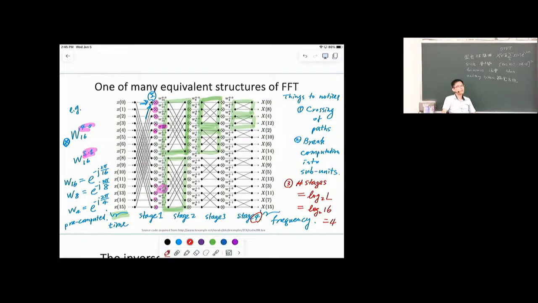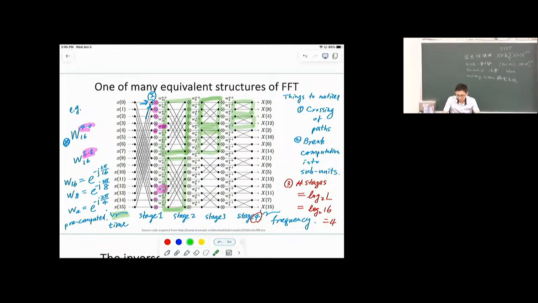And how many multiplications do we have on this flow? Now we can answer this question. How many multiplications do we need to perform? In each stage, we perform 16 multiplications, right? 16 multiplications right here, 16 multiplications right here, 16 multiplications right here. Theoretically, we also perform 16 multiplications in the last stage, but now the multipliers are all ones.